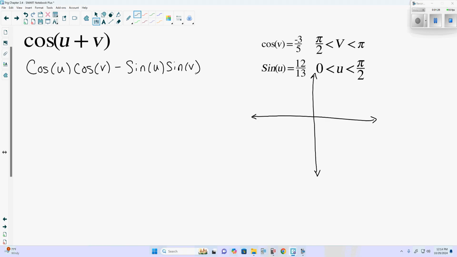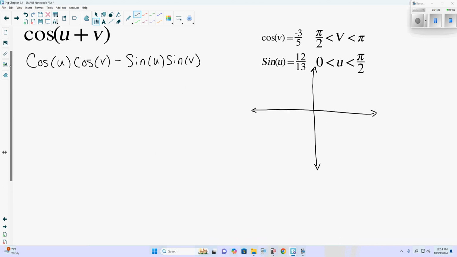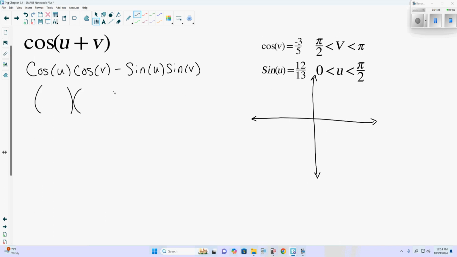Now, if we can find the value for each one of these four, we can plug them in and simplify to find the answer. Now, they told us cosine of v is negative 3/5, and it also told us that sine of u is 12/13. So really, we have half of the values that we need to be able to solve this. We're just missing cosine of u and sine of v.